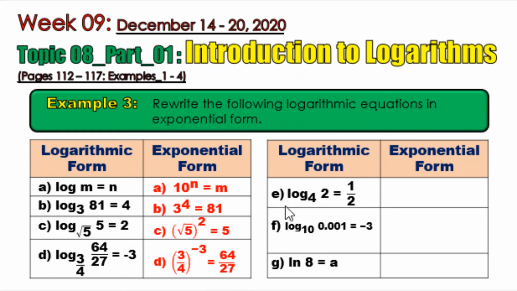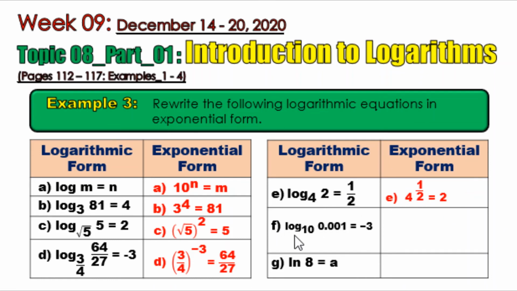Next, we have letter E, logarithm of 2 to the base 4 is equal to 1/2. So 4 is the base, the exponent is 1/2, and the answer is 2. So we have 4 raised to 1/2 is equal to 2.